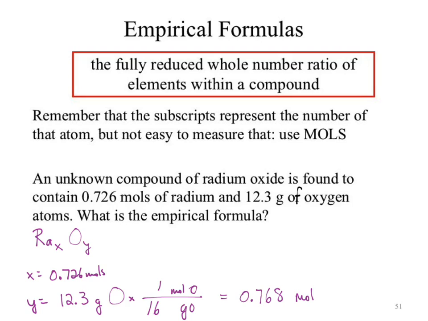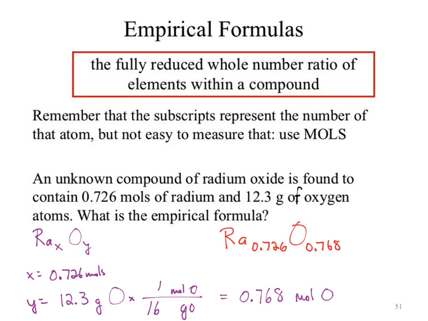0.768. Oh, 0.768 was kind of funny because I thought it was in sequence, but it's not. Okay. So my formula for radium is really just Ra 0.726, O 0.768. Right? That's how we want to look at a formula, right?